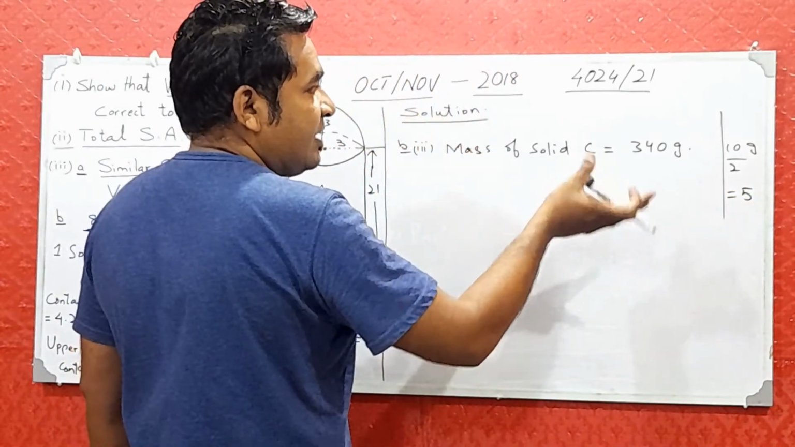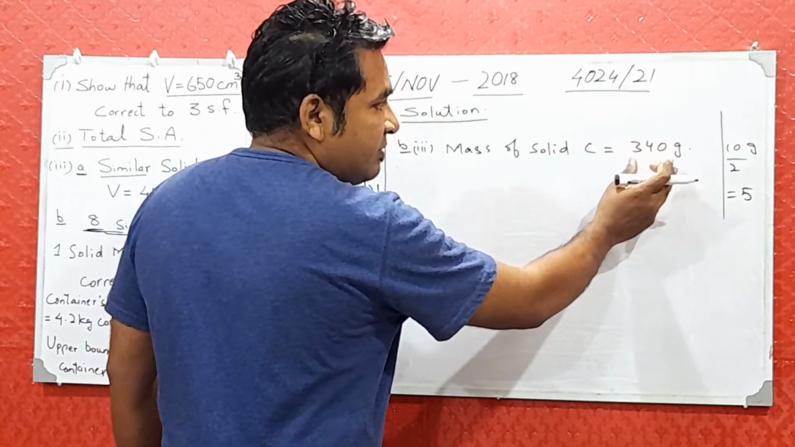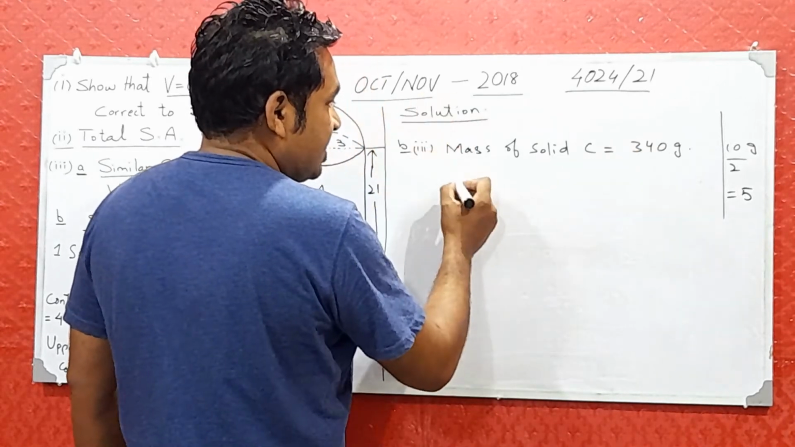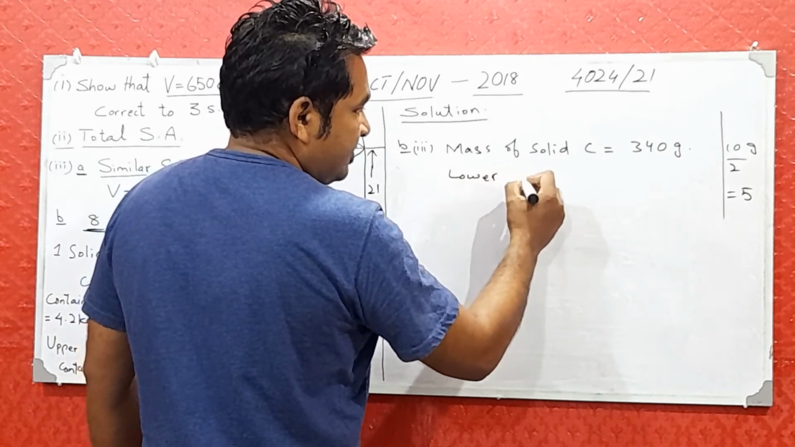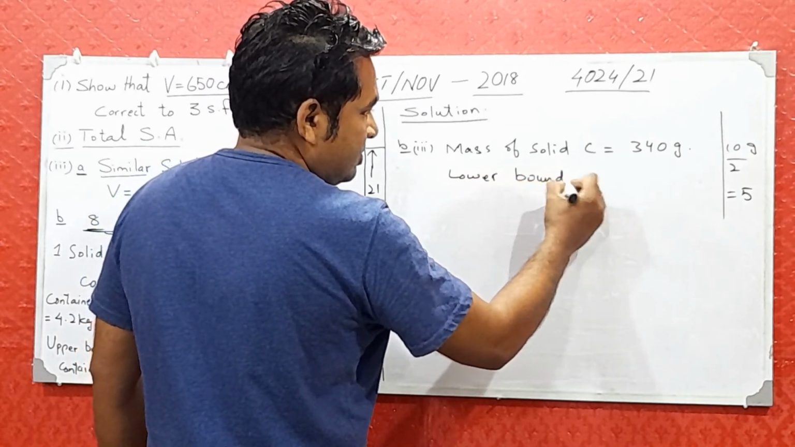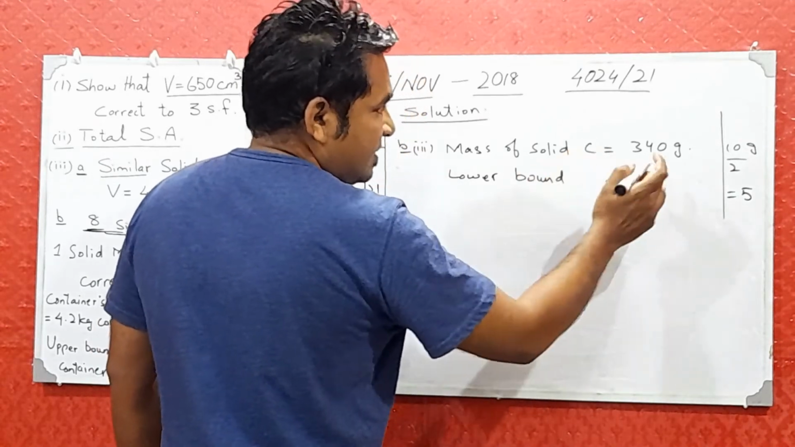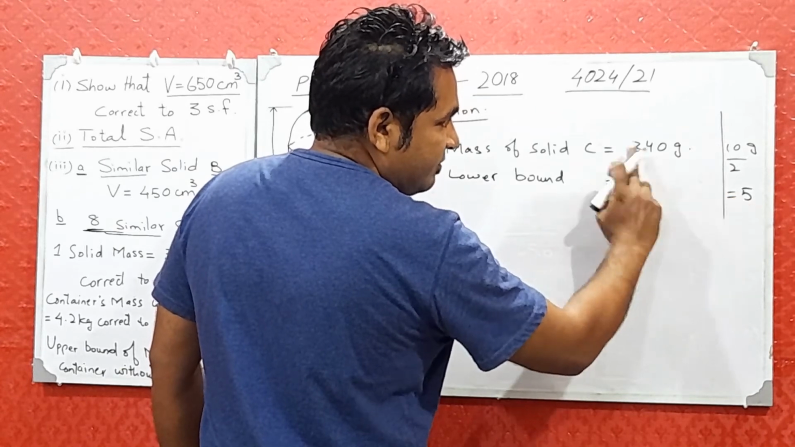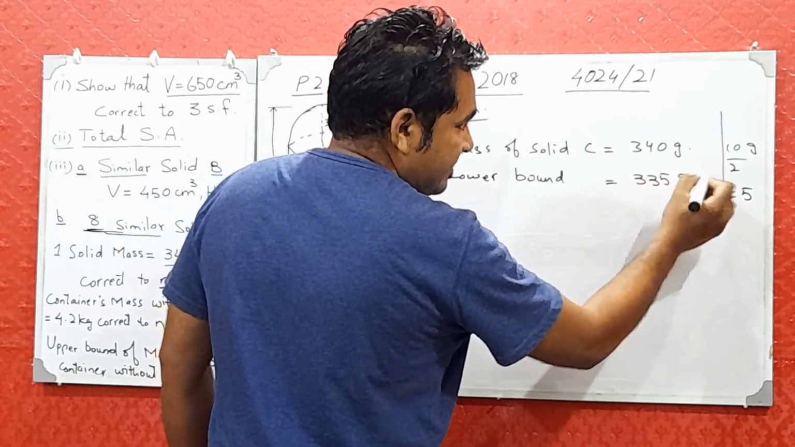Now this 5 you have to add to this value to get its upper bound, and when you minus it from this number, you will get its lower bound. So the lower bound of this is equal to, where we minus it, we minus 5 from 340, so it will be 335 grams.